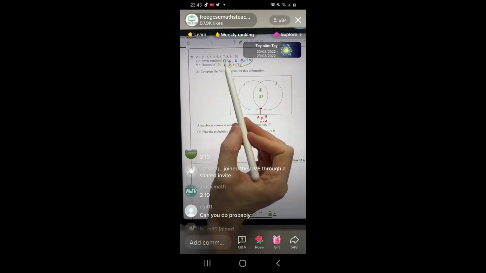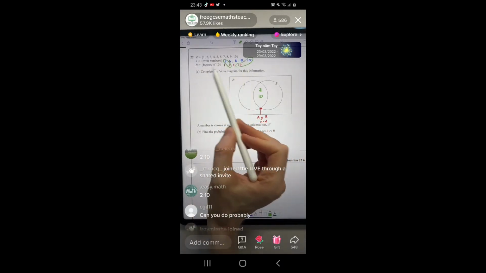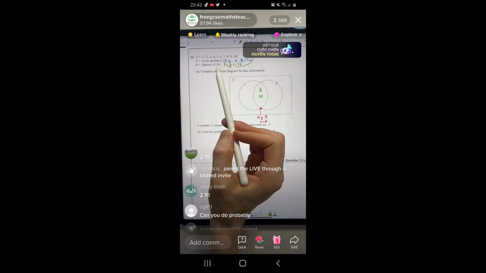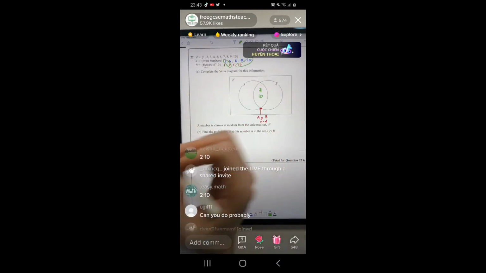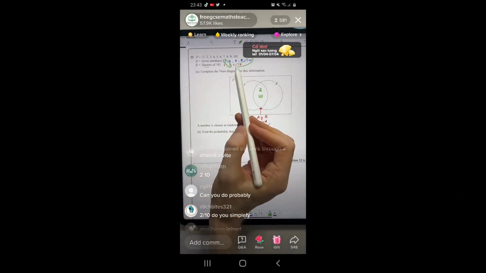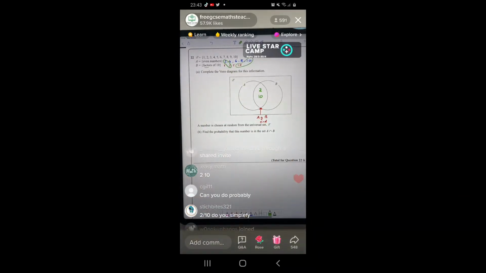So even numbers between 1 and 10 are 2, 4, 6, 8, and 10. Factors of 10 are numbers that divide into the number and do not leave a remainder. Factors generally come in pairs unless it's a square number. So factors of 10 are 1 and 10, because 1 times 10 is 10, and 2 and 5. In here, the only numbers that are even and factors of 10 are 2 and 10.